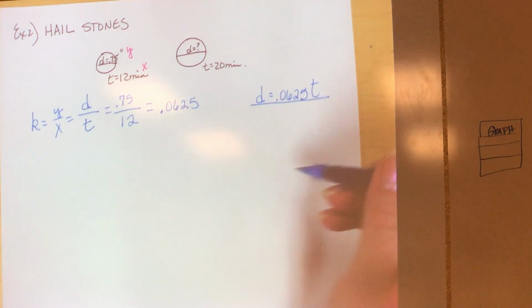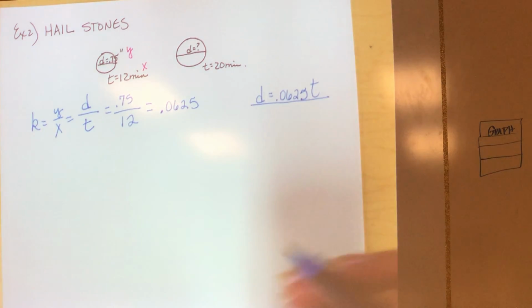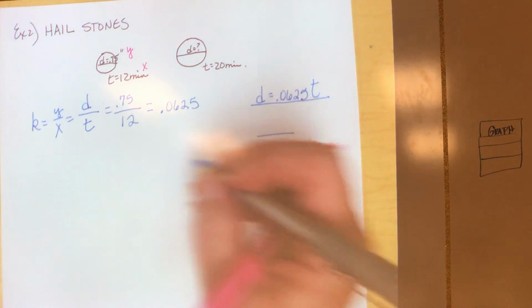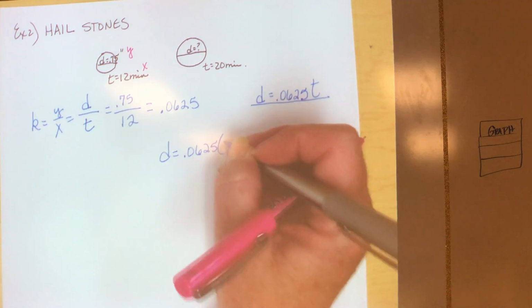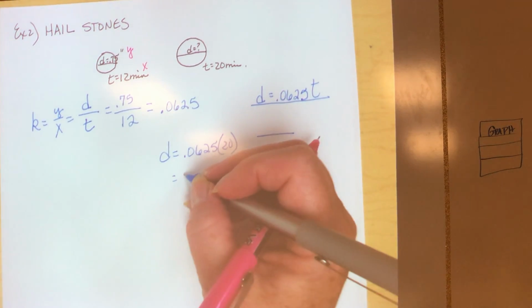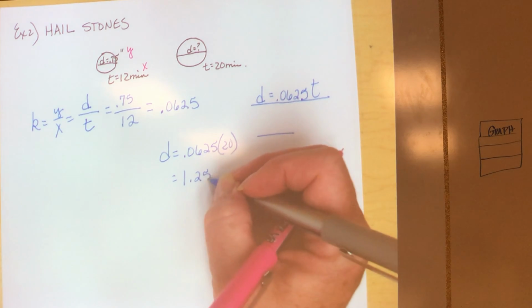Okay, so now can I find the diameter if the time is 20 minutes? Yes. So the diameter is equal to 0.0625 times 20, so it is 1.25 inches.